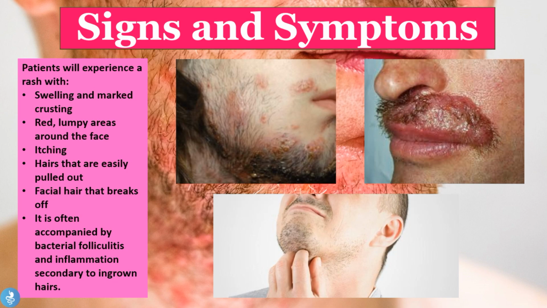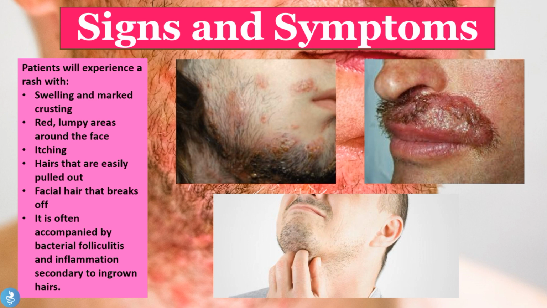So the majority of patients will experience a rash which occurs in the mustache or beard area. The patients will experience a rash with swelling and marked crusting. As we can see in this image, it shows us the swelling and then the crusting on the surface of the skin. There will also be red and lumpy areas around the face, as we can see here. They will also experience severe itching, and they will find that when they have this rash, their hairs can be easily pulled out and their facial hair will break off easily.